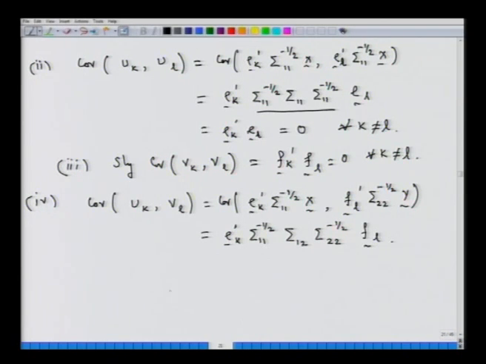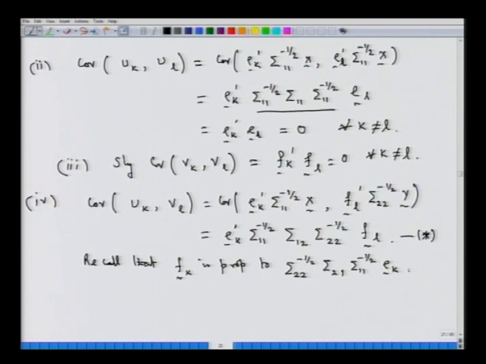Right. Now, we had a result which had stated that F_l is proportional to, recall, let me put this equation as star, recall that F_k, or in general F_l. So, this F_k is proportional to this Σ22^(-1/2) Σ21 times Σ11^(-1/2) times E_k. Right.